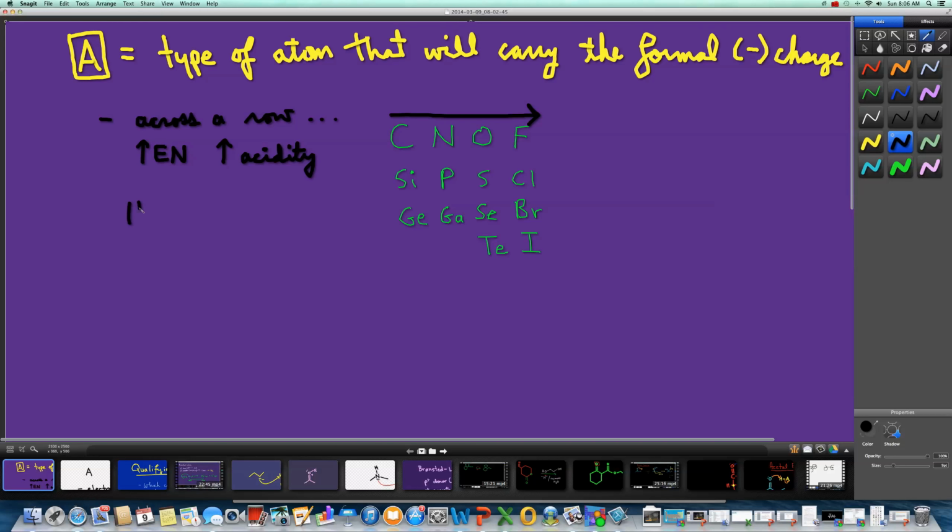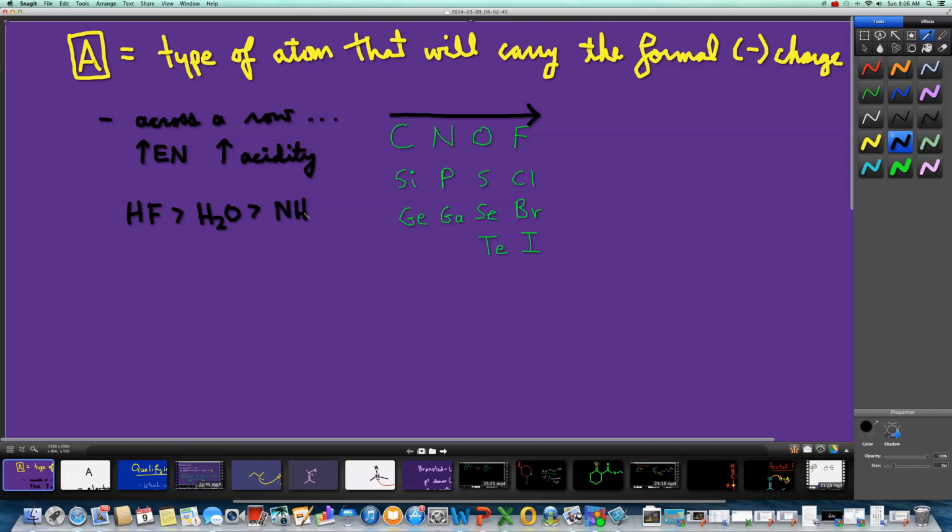However, you can say this. HF, once it dissociates, will have a negative charge on fluorine. H2O, once it dissociates, will have a negative charge on oxygen. Fluorine is more electronegative than oxygen, therefore it is more stable in terms of its charge density.